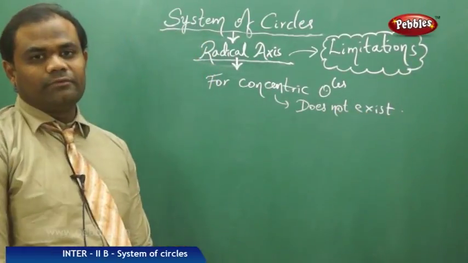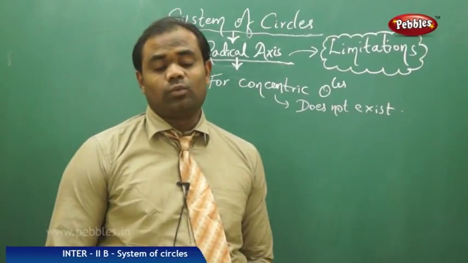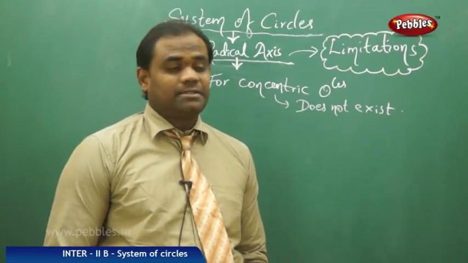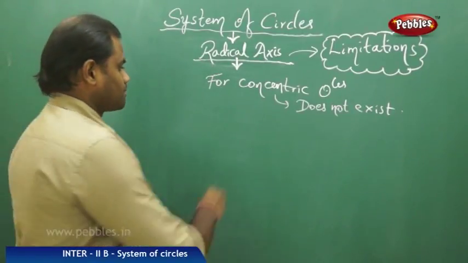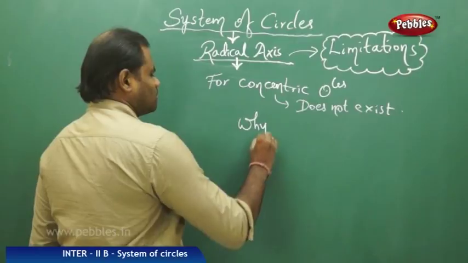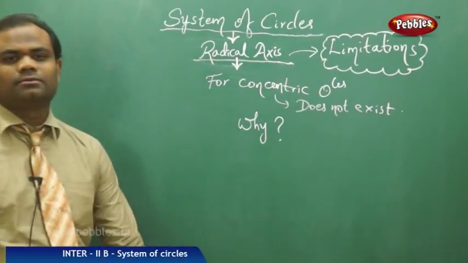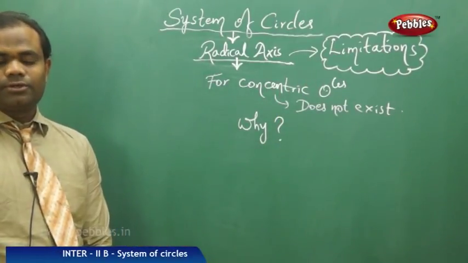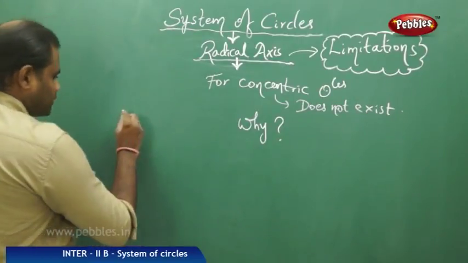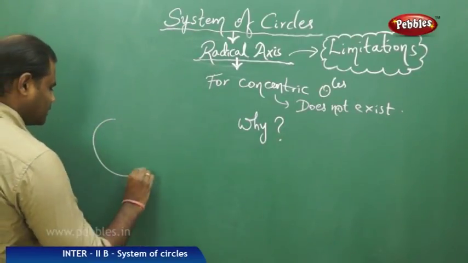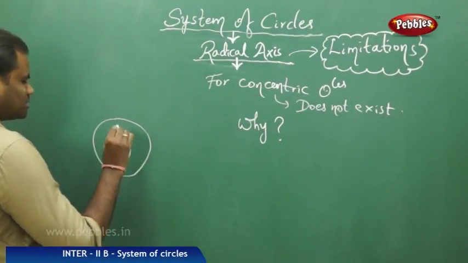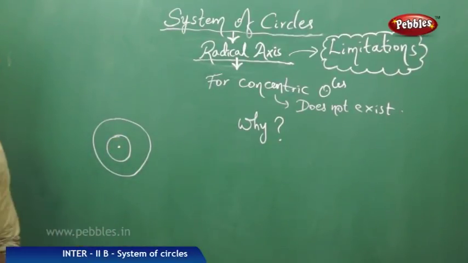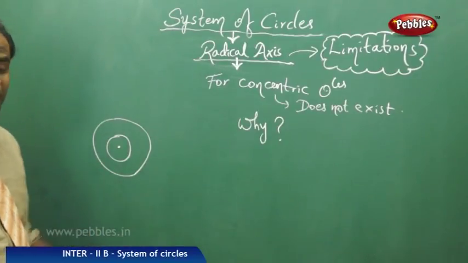So this is where we need to understand the reason why the radical axis does not exist for the case of concentric circles. Why is the question. Here, if we take two concentric circles, we clearly understand that these two are circles with the same center. Two circles are said to be concentric if they have the same center.